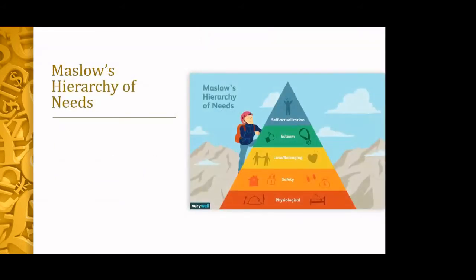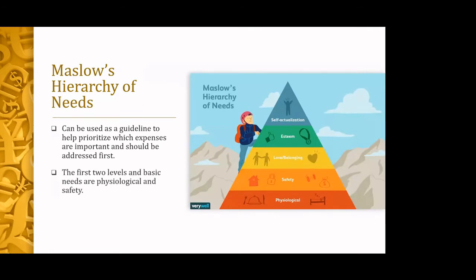Let's look up Maslow's hierarchy of needs. This is going to be our guideline for our lifestyle and moving forward. Maslow's hierarchy of needs can be used as a guideline to help us prioritize which expenses are important and should be addressed first. We have to get back to basics, everyone. The first two basic levels are your physiological needs and safety.